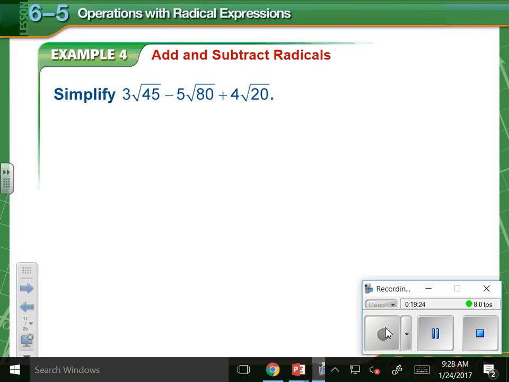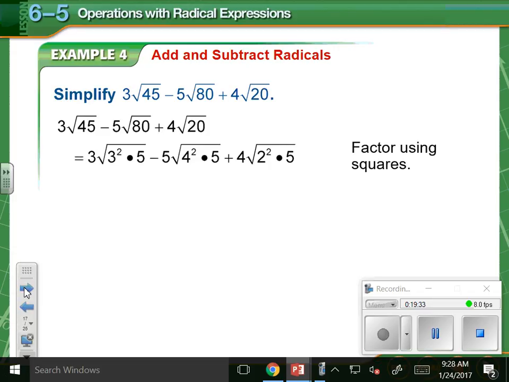So square root of 45 is going to break down into 9 times 5, and 9 will be 3 squared. 80 breaks down into 16 times 5. 16 is 4 squared. 20 breaks down into 2 squared times 5, or 4 times 5. So each one you break down into their own factors of squares as much as possible.